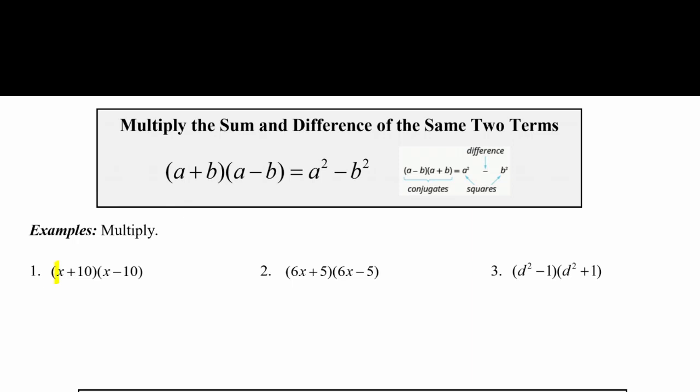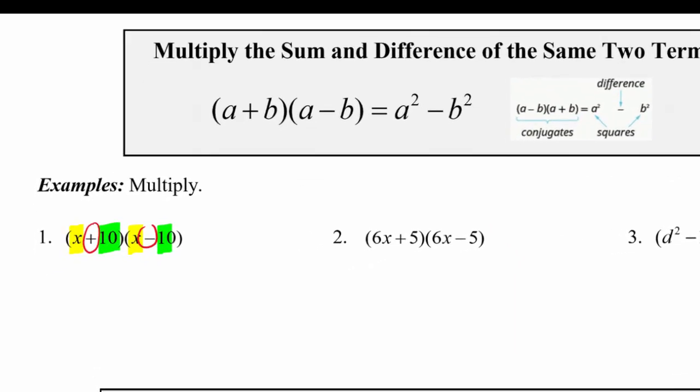The binomials have the exact same terms, but the signs are opposite. So in one binomial you have the sum, and in the other binomial you have the difference of the same two terms. And it's interesting what happens with this. So let me just do this first one with you using our FOIL method, and then I'm going to talk to you about the shortcut on how to multiply this special product.